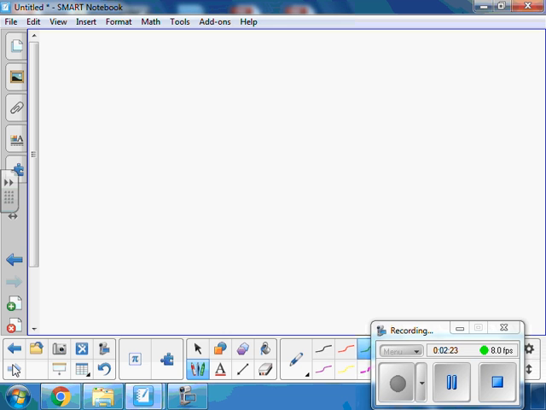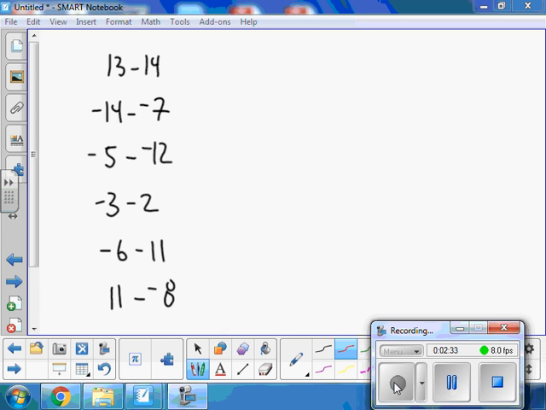Let's show a few more. In fact, I'm going to do some super duper add the opposite. Take a look at all those, a whole big list of subtraction problems. I am going to just add the opposite for every single one of these. So I'm going to make how many lines? Yeah, you're right, 2 lines. Okay, so I'm going to add the opposite.